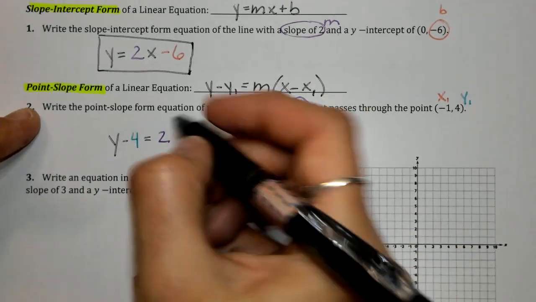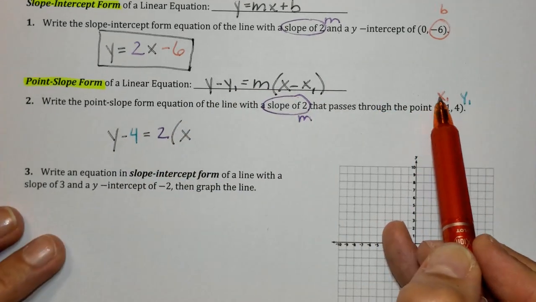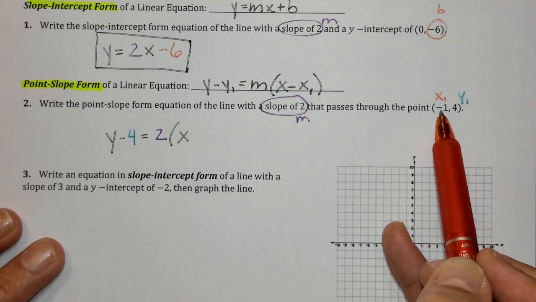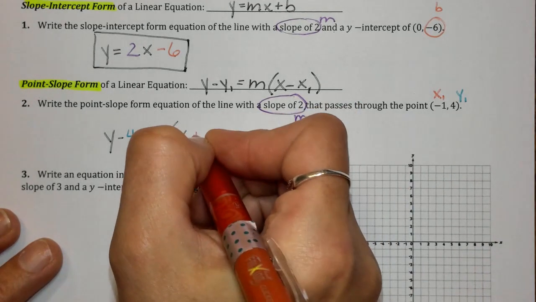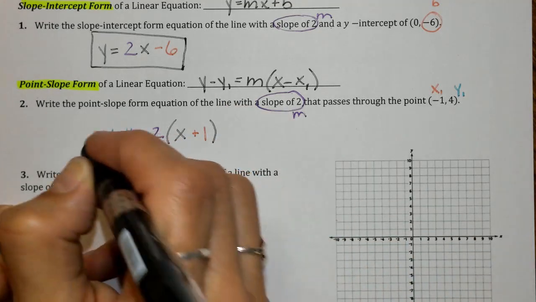We're going to open up those parentheses, and we're going to have x minus x1. So x minus our x coordinate, minus a negative is going to change to a plus 1. Okay, make sure you're getting those pluses and minuses correct.